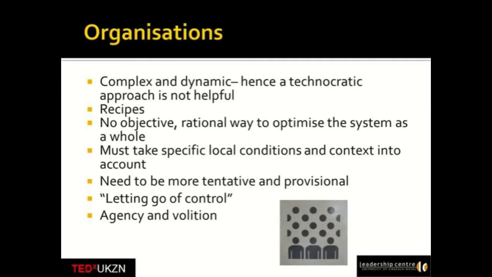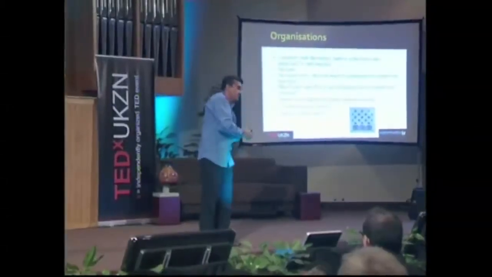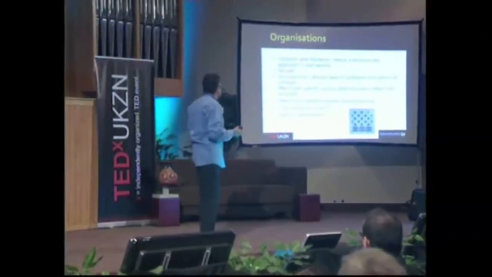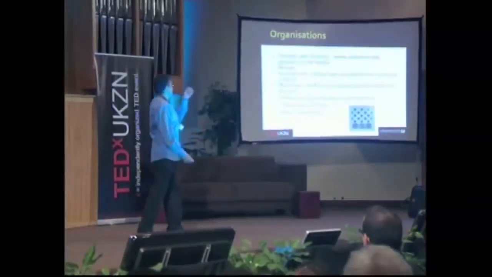Okay, if we now think about what it means for organizations, because that's part of my interest here, what it means for the way we organize and lead our organizations: organizations are complex and dynamic, and hence a technocratic approach is not helpful. Recipes don't work, and we've got to be cautious about the 10-step plan to achieve X, and the 5-stage so-and-so model, et cetera. There is no objective, rational way to optimize the system as a whole. We have to take the specific local conditions and context into account.